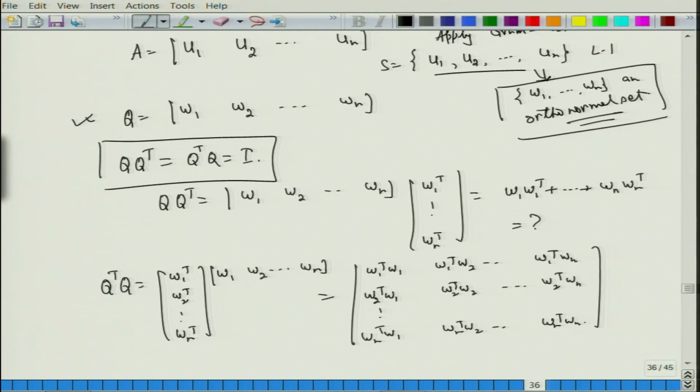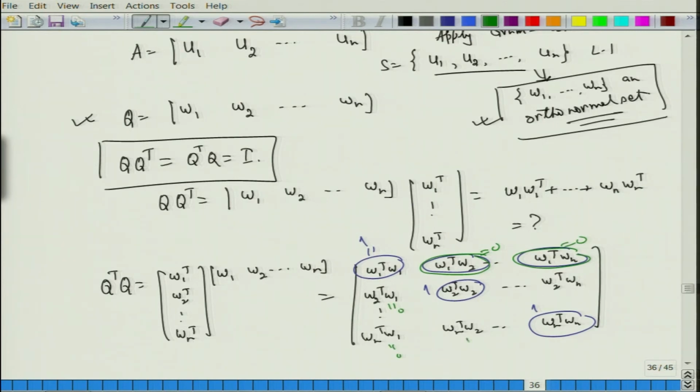Now we have been saying that this set W1 to Wn is orthonormal. It means that the length of each vector is 1. So the dot product W1 transpose W1 is 1, W2 transpose W2 is 1, Wn transpose Wn is 1. And what happens to the off-diagonal scalars? W1 transpose W2 is 0, because the dot product of W1 and W2 is 0. So this is 0, this is 0, and so on. So I do get back identity.